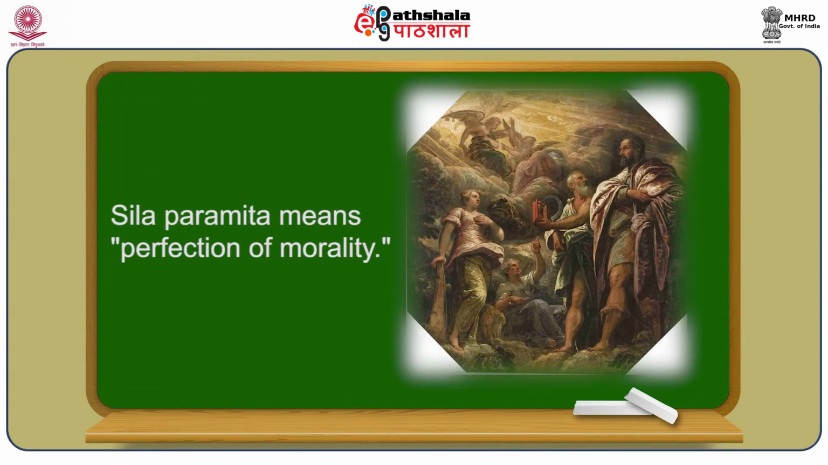Now we are going to study in detail Shil, Samadhi and Pragya. Let us begin with Shil. Shil Paramita means perfection of morality. It is the second Paramita, or perfection, for both Mahayana and Theravada Buddhism. If you remember, we have already talked about Paramitas. Paramitas are virtuous actions that are supposed to be performed by either a bodhisattva or an arhat who is on the path to attain liberation.